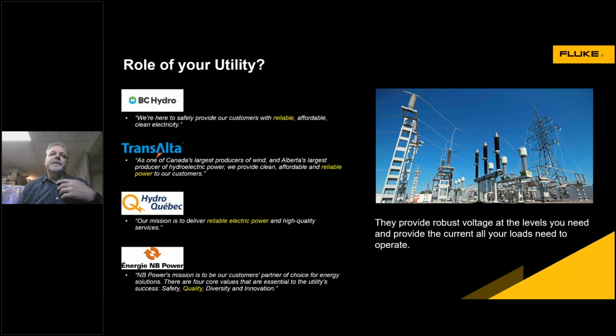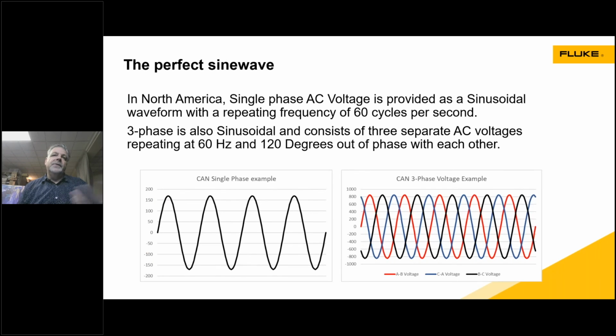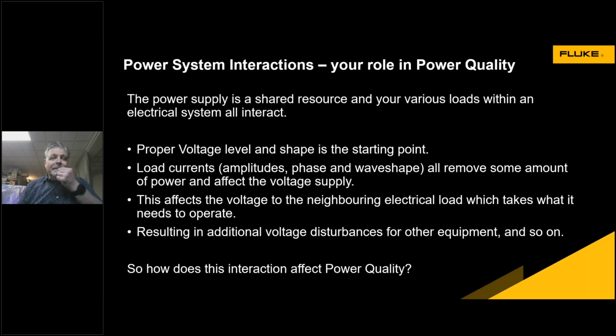So the utility, the basic page here is they're supposed to provide you reliable and quality power, which in our world is sine waves, sinusoidal waveforms. And the power interaction, you want to be able to have good voltage, good current, and you're not going to affect your neighbors, any resulting voltage disturbance for other equipment. Anyway, the interactions of power quality are followed up on the next couple of slides here.